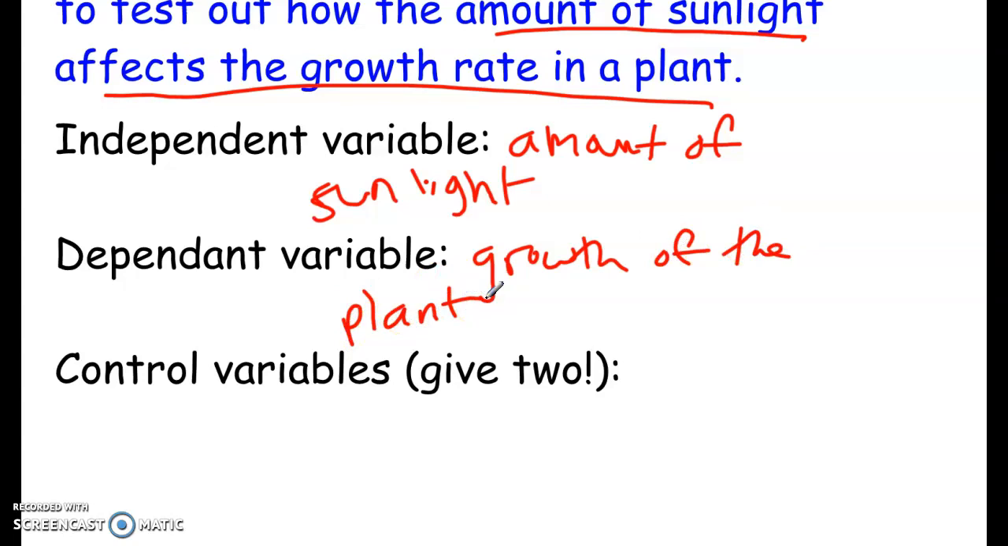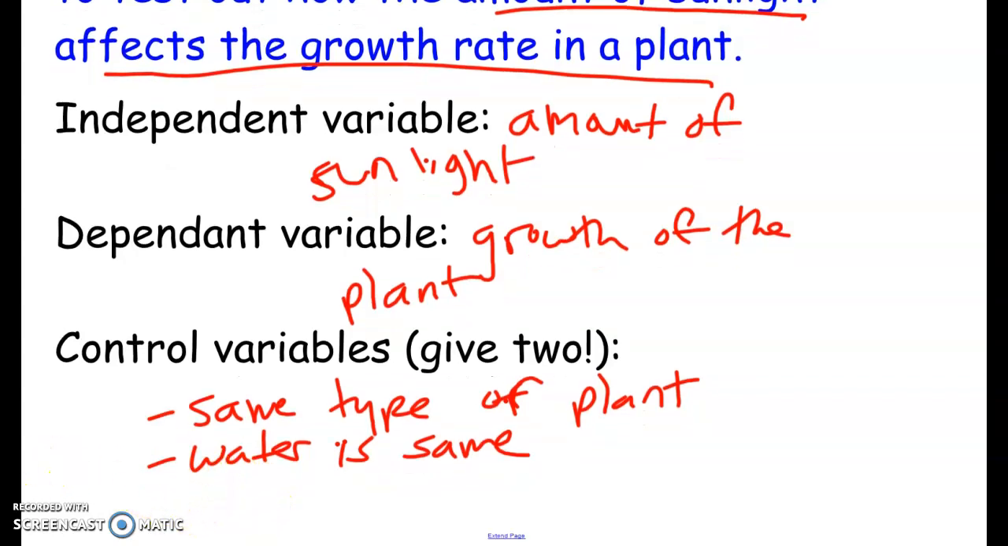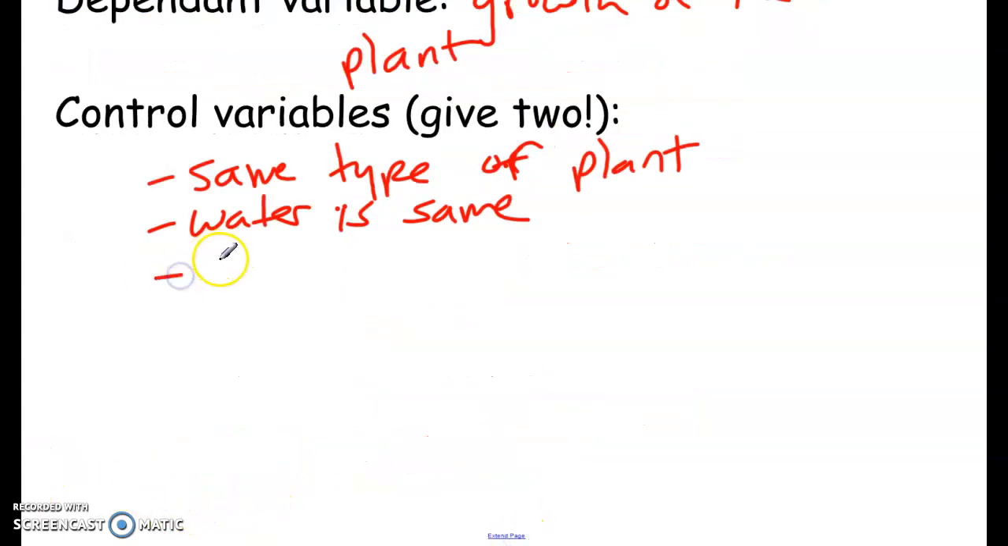Okay, now control variables, you can have a bunch of different control variables. I'm just going to list a few of the most common ones. For example, you want to have the same type of plant. Plants grow at different rates naturally. So you can't have one cactus and one sunflower. They have to be the same type of plant. You want to make sure that the amount of water is the same. So the amount of water that you're giving both plants should be the same. You also want to make sure that you have the same type of soil, right? The soil has to be the same.